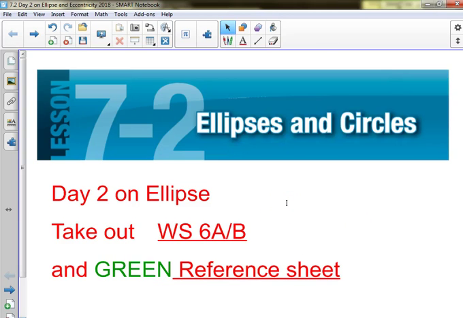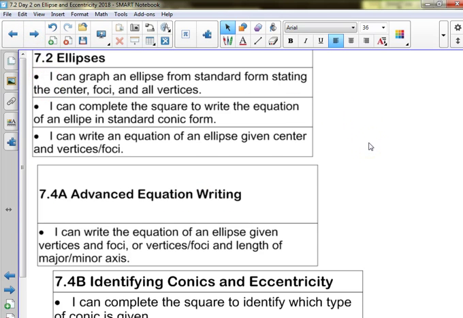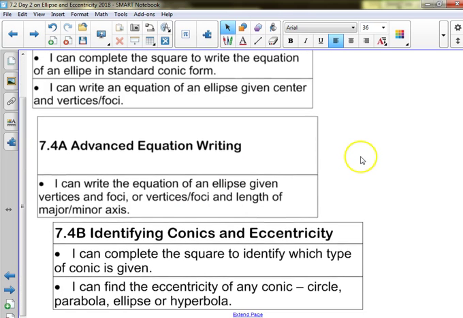All right, guys, worksheet six, day two. Today we're going to review some stuff we did yesterday. We're also going to work on writing equations. So you will have to write an equation of an ellipse given the center or the vertices and foci or the length of a major or minor axis or the endpoints of the major or minor axis. All those are possible. You will also have to be able to complete the square and find eccentricity, and we're going to talk about eccentricity today.